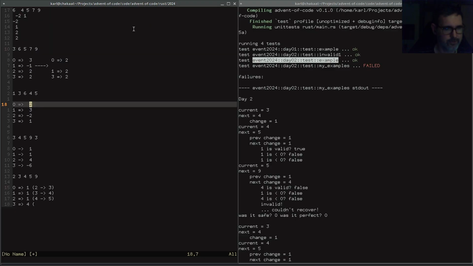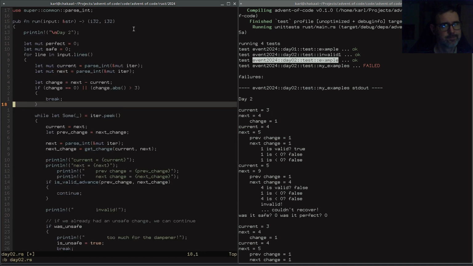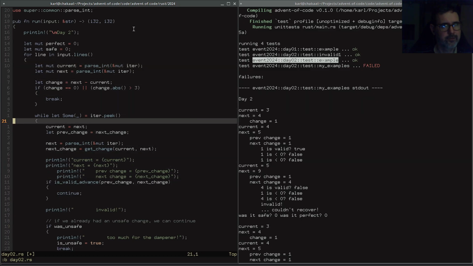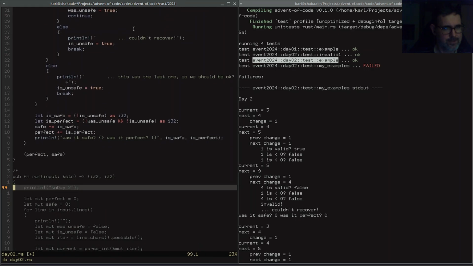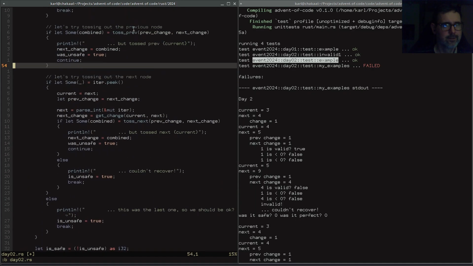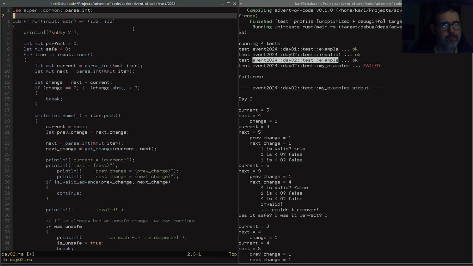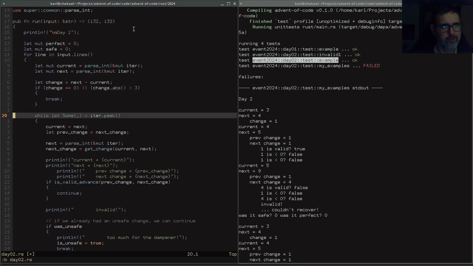Oh, that's my parse int. So I was just going to comment all this out and go back to my solution that only solved part one, and then look into brute forcing, like you suggested.